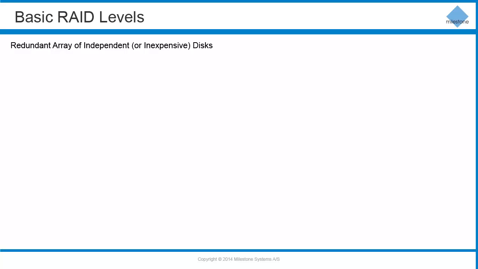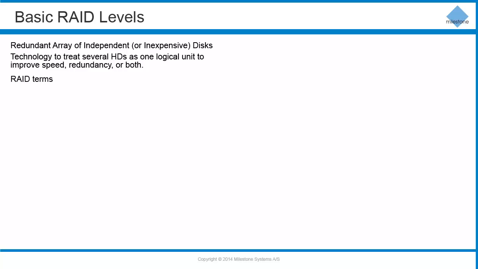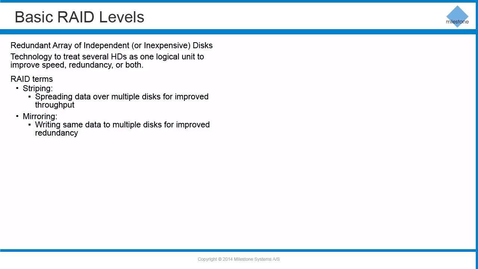RAID stands for Redundant Array of Independent or Inexpensive Disks. It is a technology that treats several hard disks as one logical unit in order to increase data redundancy, performance, or both. Some key terms to understand when talking about RAID are striping and mirroring. Data striping is the spreading of sequential and random blocks of data over multiple disks. Data mirroring involves writing the same data to multiple disks.